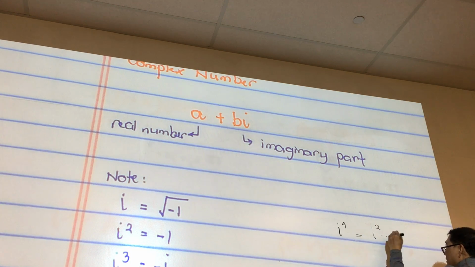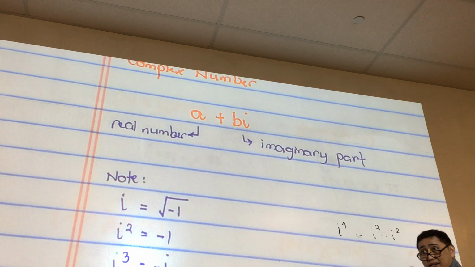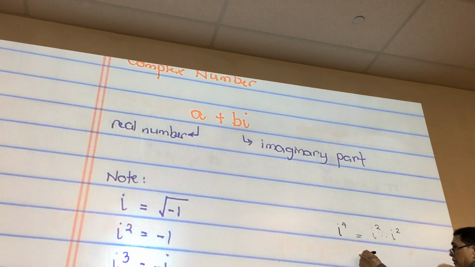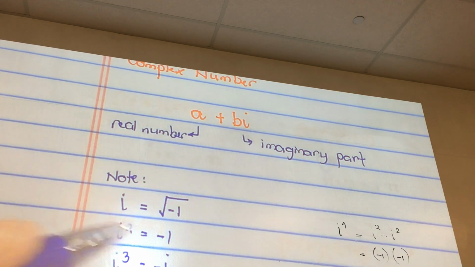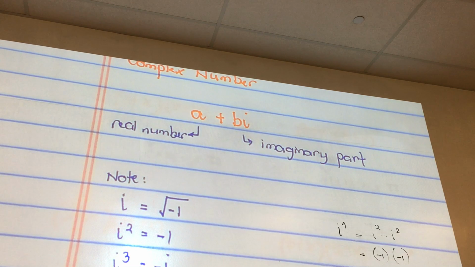Okay. i squared times i squared. This is the derivation. Those are the formulas. But then what is i squared? Everyone, I need help. -1. What is i squared again? What is -1 times -1? 1. Therefore, what is the value for i to the fourth? 1. Very good. i to the fourth is just 1. All right.